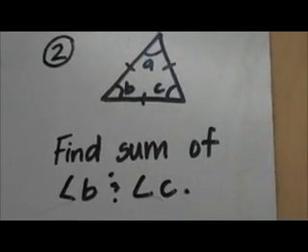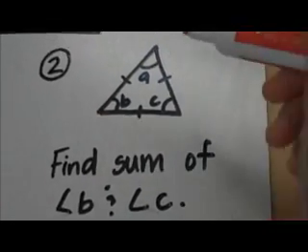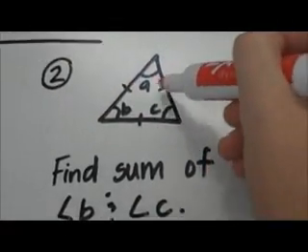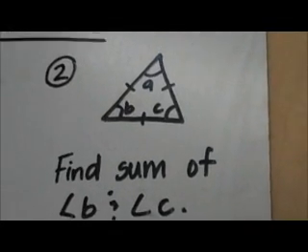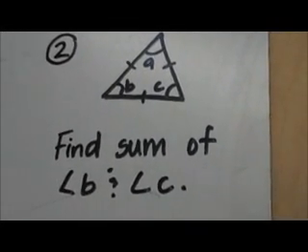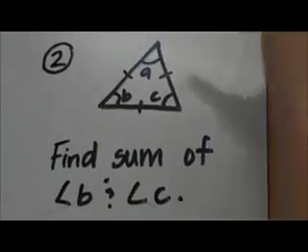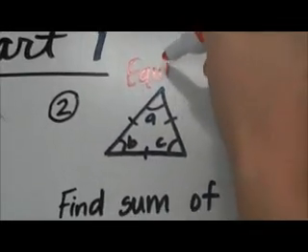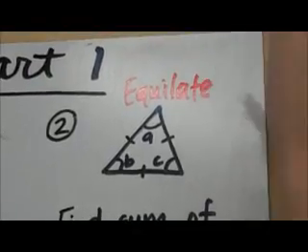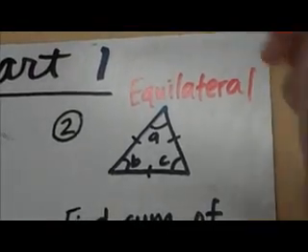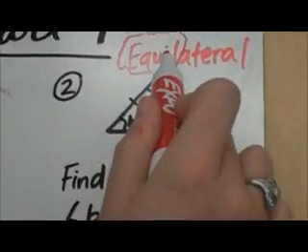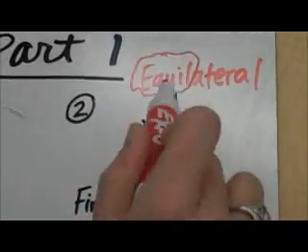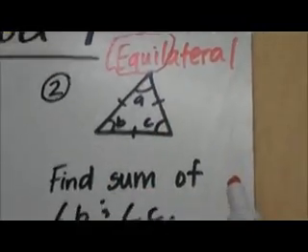I don't know anything in this one, but don't panic, because I see my tick marks on all three sides. All three sides have one tick mark, which should make you think this is what kind of triangle? Equilateral. I always have difficulty spelling this. Equilateral, and you hear that word equal. So if all three sides are equal, guess about all three angles. They also have to be equal.